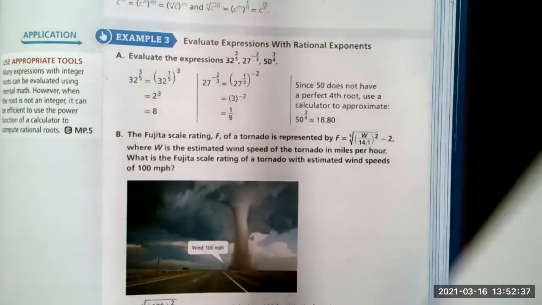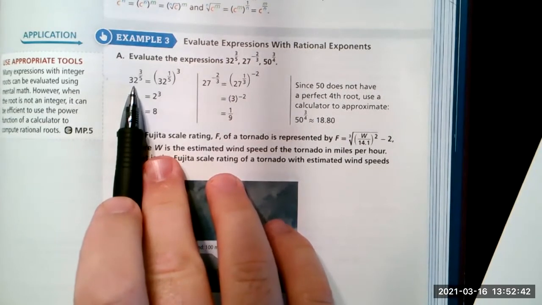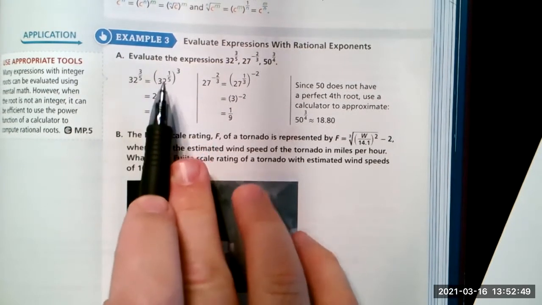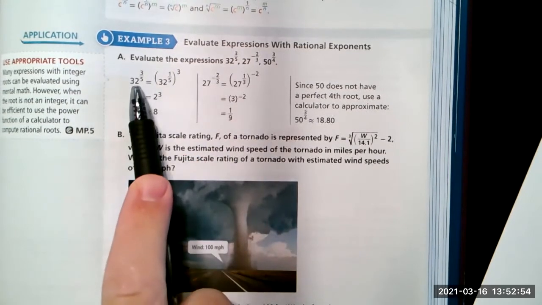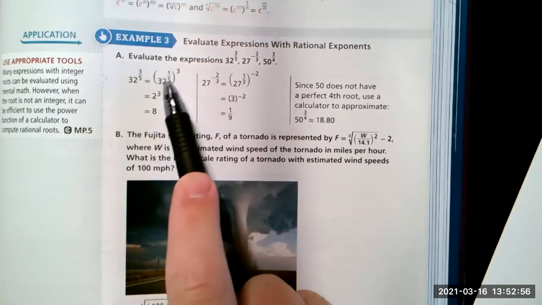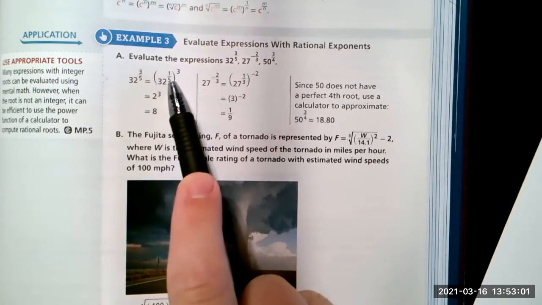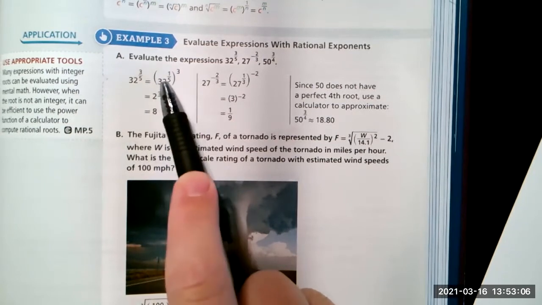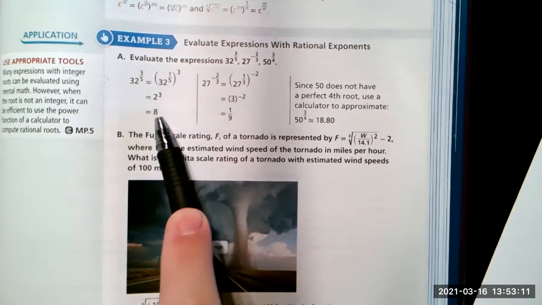32 to the 3/5 power. You can see what they're doing is they're starting here, and then they're undoing the power to a power rule. They're taking that power, breaking it up as two separate powers, and then simplifying as they go. So they took 3/5, they broke that up as 32 to the 1/5 power to the third power. And then the 1/5 power is basically saying the 5th root of 32. So they took the 5th root of 32, which is 2. They still had the third power on the outside, so 2 cubed is 8.